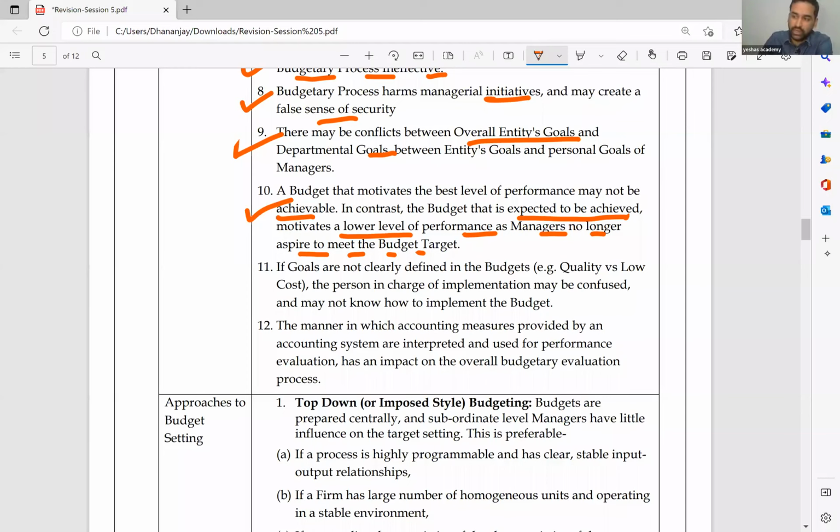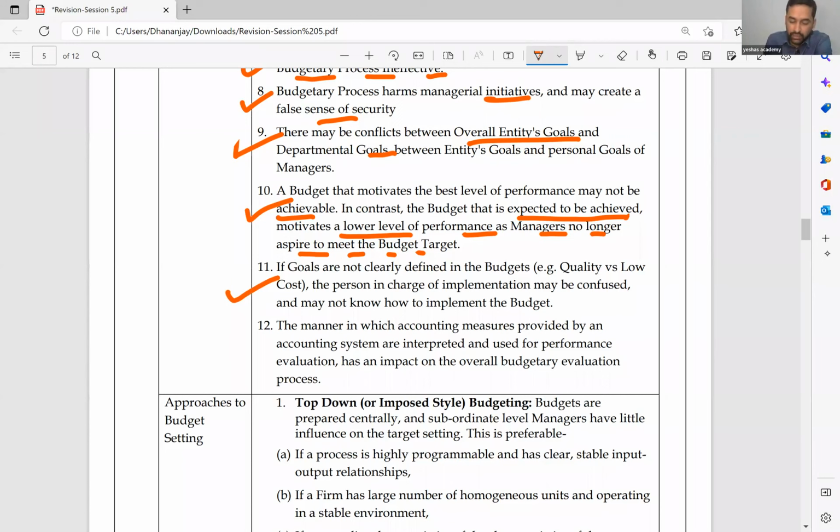And for one employee, it may be achievable. For another employee, it may be unimaginable. It is possible, correct? The same machine, 2 employees, 4,800 units as of now, you give 7,000 as the target to both of them. One guy may say, okay, challenging, I'll try. Another says it is impossible. It is very, very subjective. If goals are not clearly defined in the budget, the person in charge of implementation may get confused and may not know how to implement the same. This is the problem of communication.